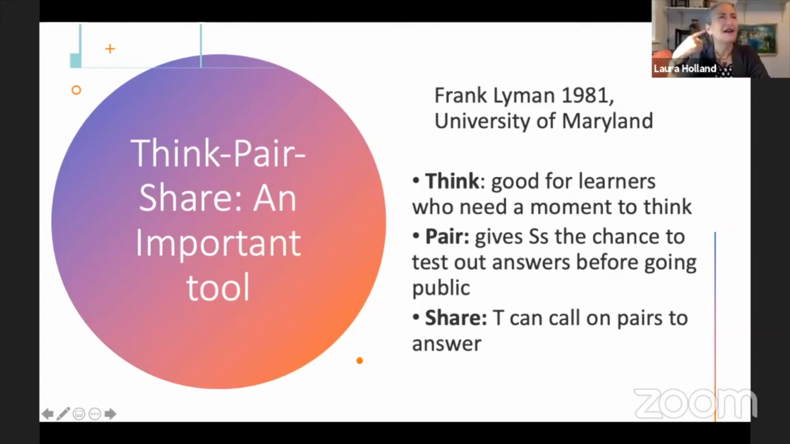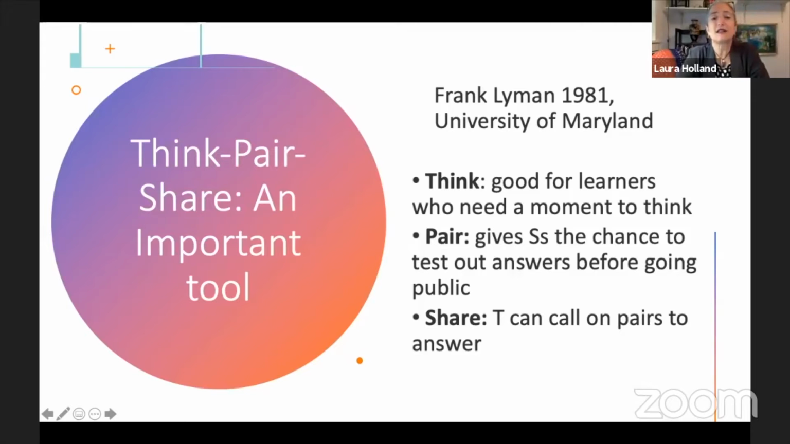Well, then I started getting older, more experienced, going to conferences and reading and doing more research. And I started hearing about this thinking routine: think, pair, share. And I thought, that sounds a lot like what I've been doing. So I started doing a little more research, and then I found Frank Lyman, 1981, from the University of Maryland, who actually is the inventor of this. But nobody knows this anymore, it seems like. So very few people talk about Frank Lyman and give him credit for Think, Pair, Share, a tool that is used around the globe for teaching.